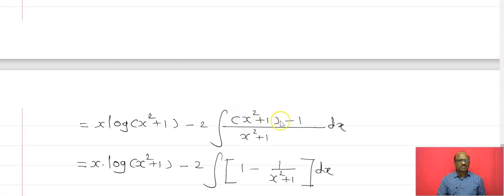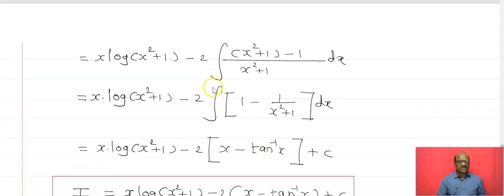Here what will we do? We will add plus 1 and minus 1. The x log of x square plus 1 term comes as it is, minus 2 integral x square plus 1 minus 1. Now split this up, that is integral x square plus 1 upon x square plus 1, then you will get 1 minus 1 upon x square plus 1.